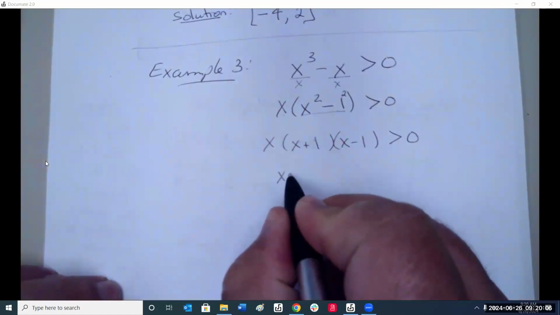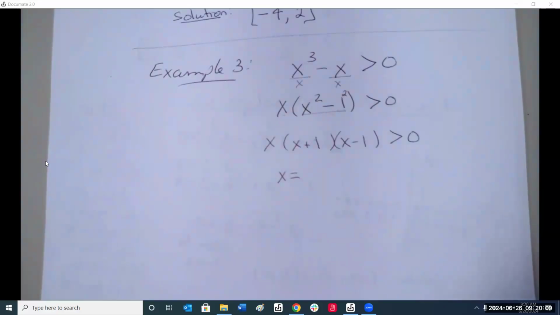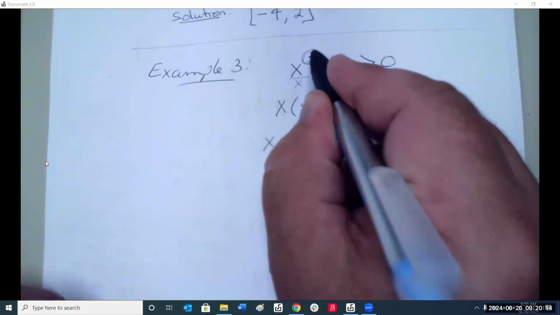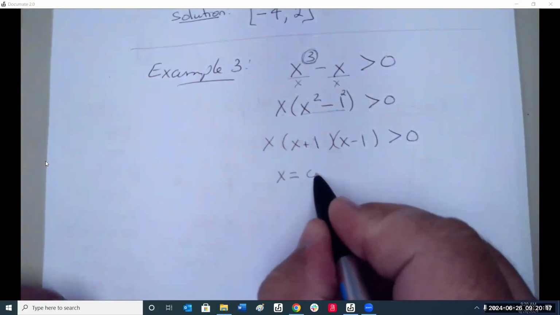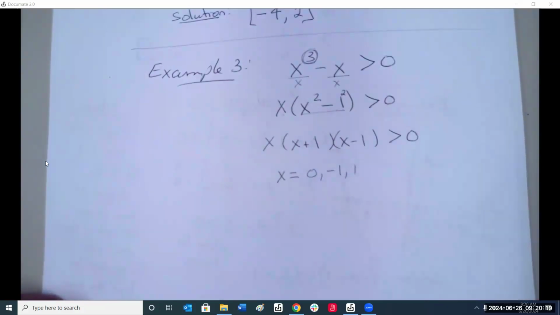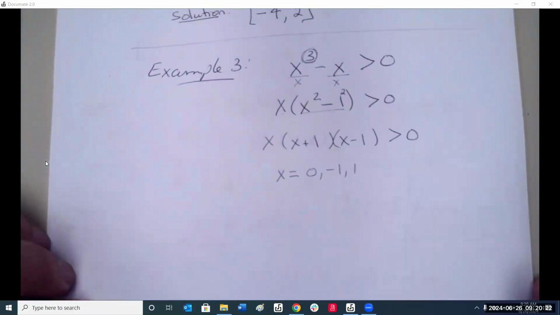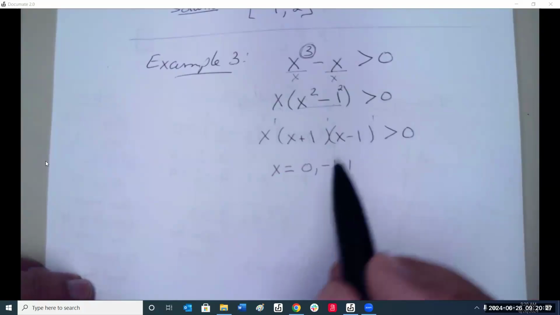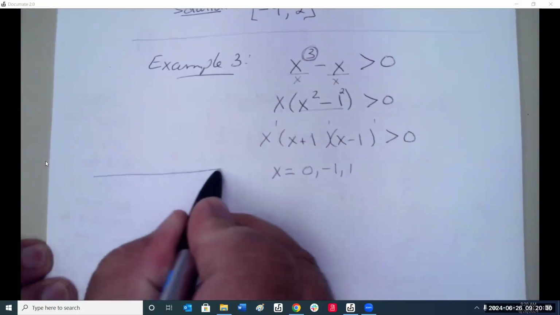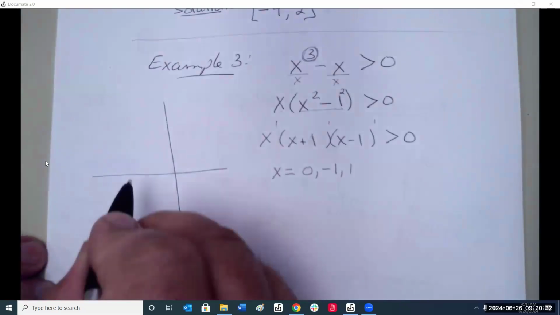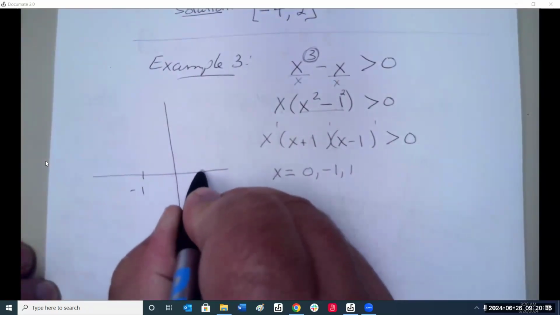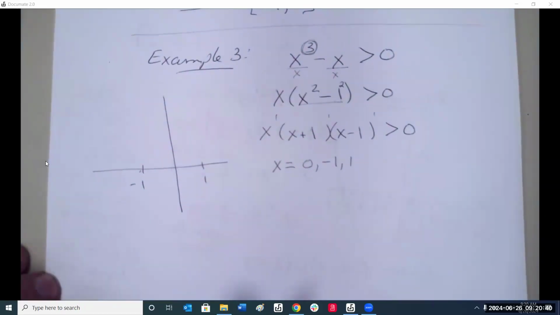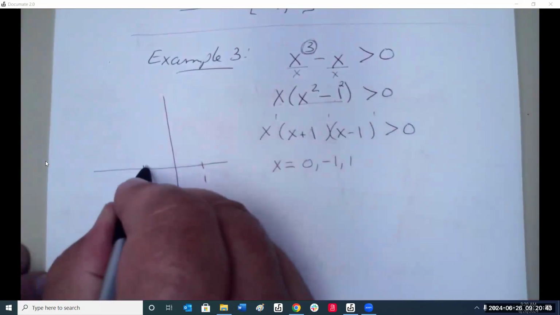So my x-intercepts are at, I have to have 3 answers. 0, -1, and +1, right? And all of their multiplicities are 1, so they're going to cross the graph. We have -1, 0, and 1. Are they open or closed circles? Open because it's a strict inequality.